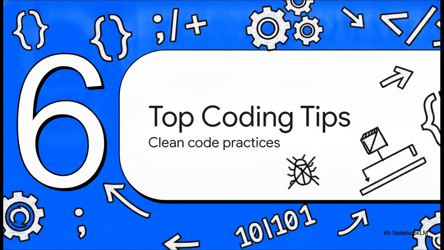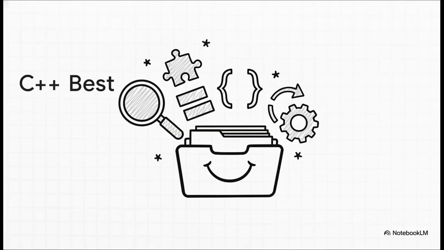And finally, Section 6, Top Tips for Programmers. Best practices for clean code. Before we wrap up this explainer, let's lock in some fundamental best practices from our source material that really separate the pros from the beginners. First off, use descriptive variable names. Seriously, call it average age, not just X.